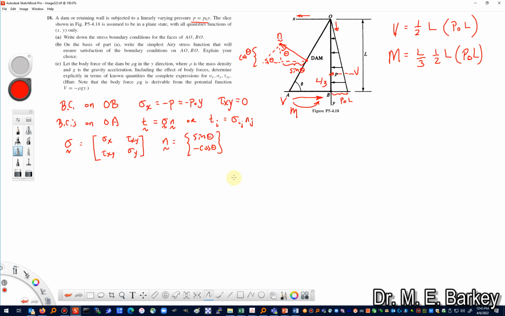Now the other thing that we can say is that on this surface of the dam, it is traction free. So the total stress vector is going to be 0. It's going to be the 0 vector. The traction vector will be 0. So traction vector is equal to stress times the unit normal, but we know that that's going to end up being equal to 0.